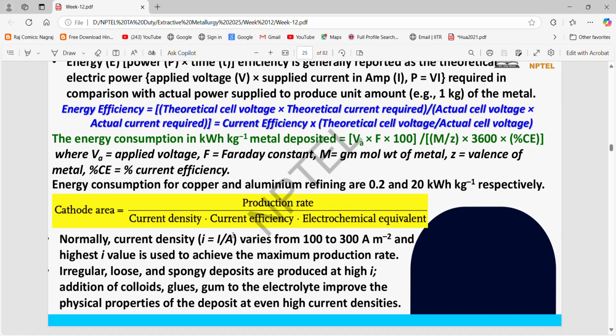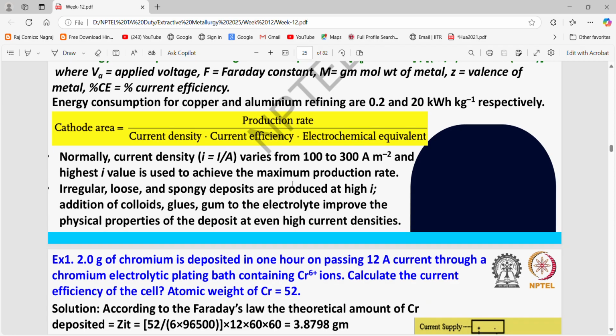Then there is the cathode area which is required for a particular metal for the 100% deposition of the metal from the electrolyte solution. Cathode area equals production rate divided by current density into current efficiency into electrochemical equivalent. Normally current density, I equal to I upon A, varies from 100 to 300 ampere per meter square, and the highest value is used to achieve the maximum production rate. But if we go with the highest current density, irregular, loose and spongy deposits will be produced at very high current density.